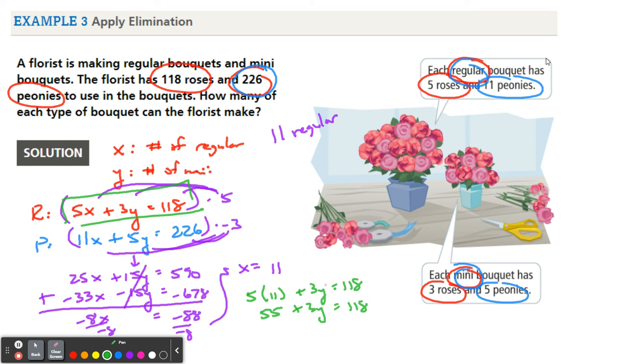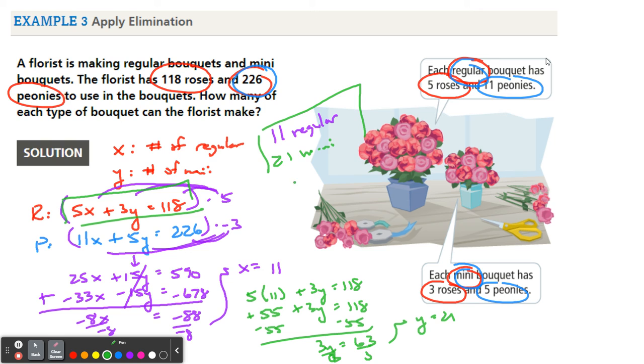And now it requires two steps. Get the 3y by itself by getting rid of this 55. It's a positive 55, so subtract it. So we get 3y equals, use the calculator, that's 63. And then this 3 is multiplying with the y, so let's divide both sides by 3. And y is 21. And that means we can do 21 mini bouquets. And that's how many of each bouquet we can do.